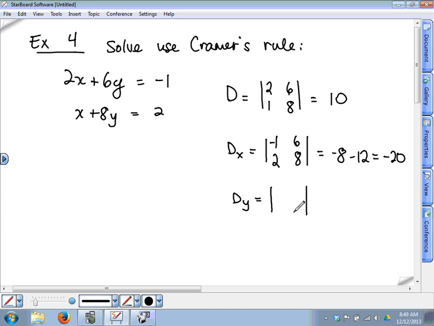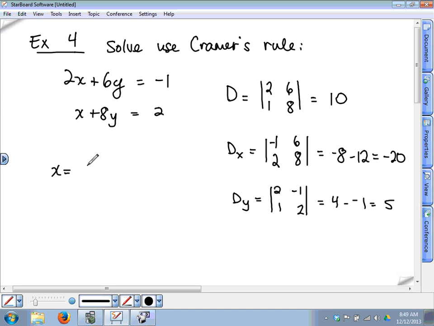The last one, D sub Y. The subscript of Y means that the negative 1 and the 2 go in the Y column. So negative 1 and 2 go right here. The X column stays the same as it originally was, 2, 1. So this turns into 4 minus negative 1, which is 5.